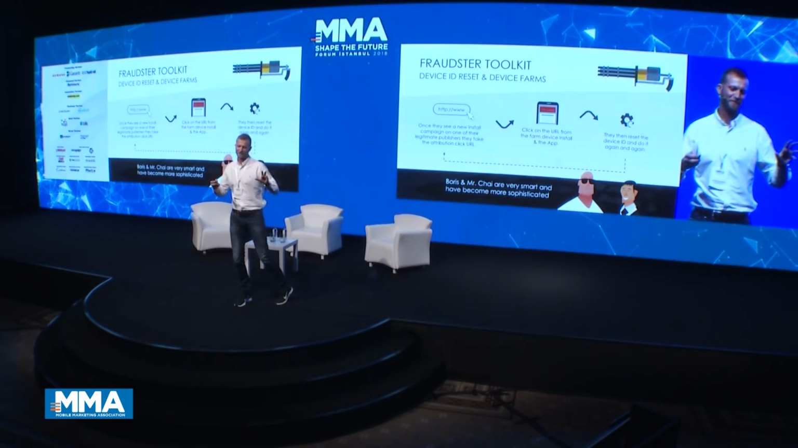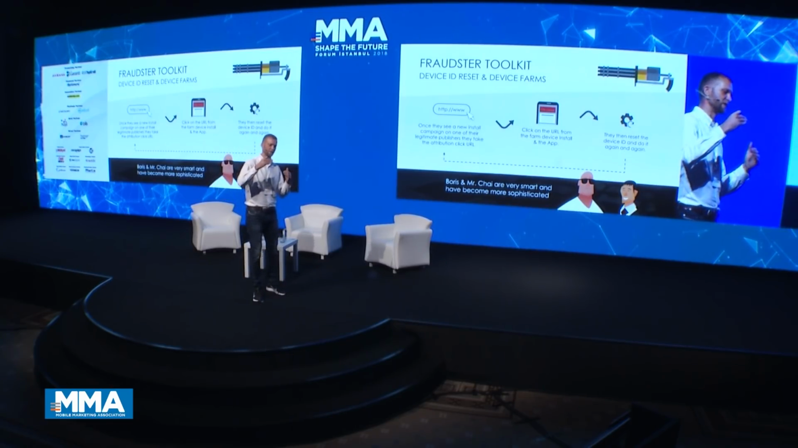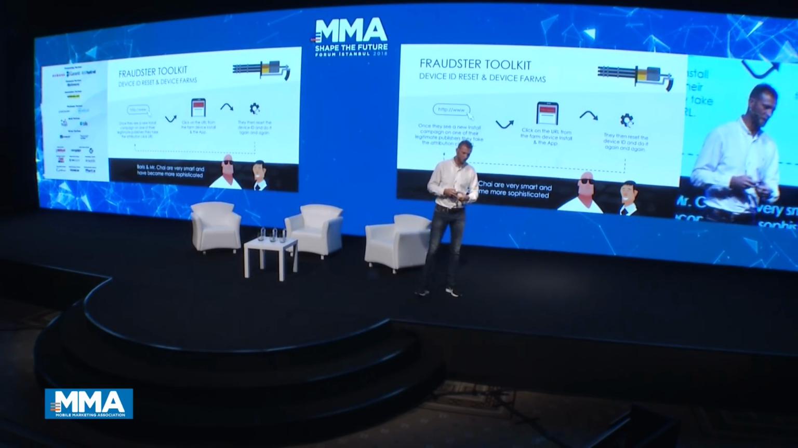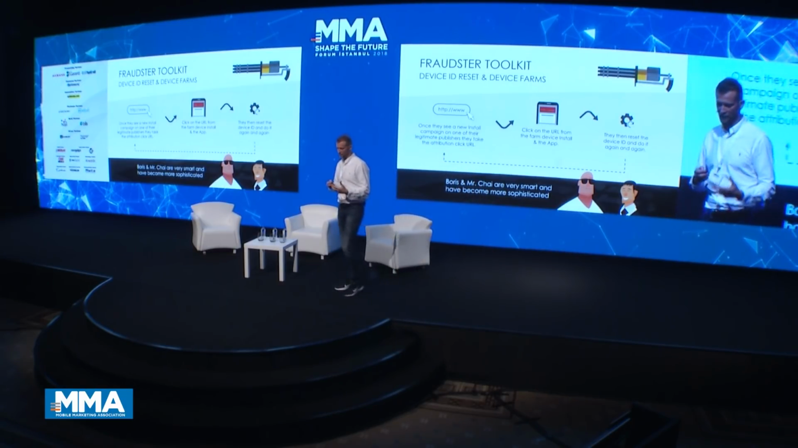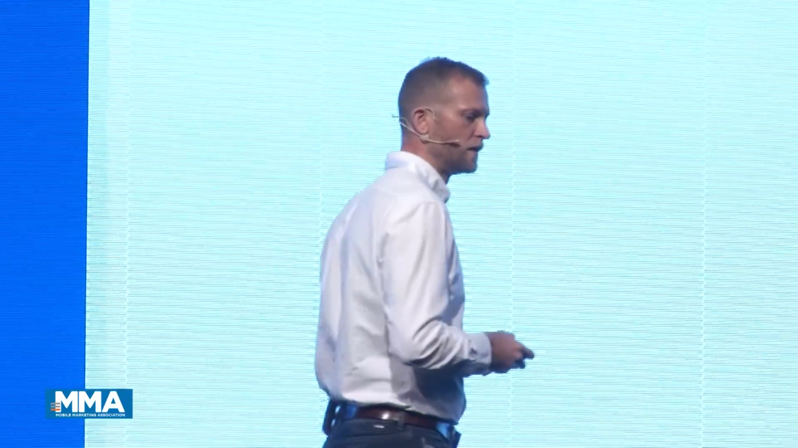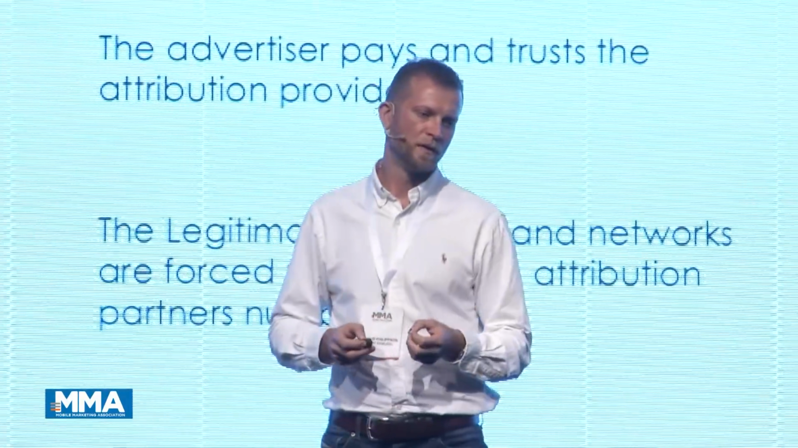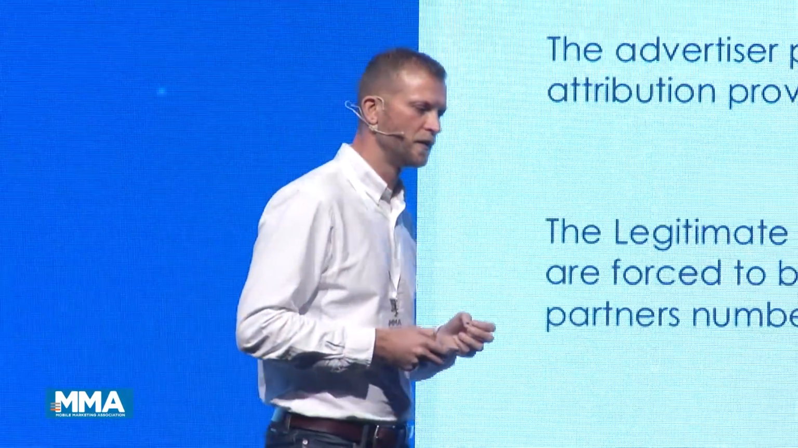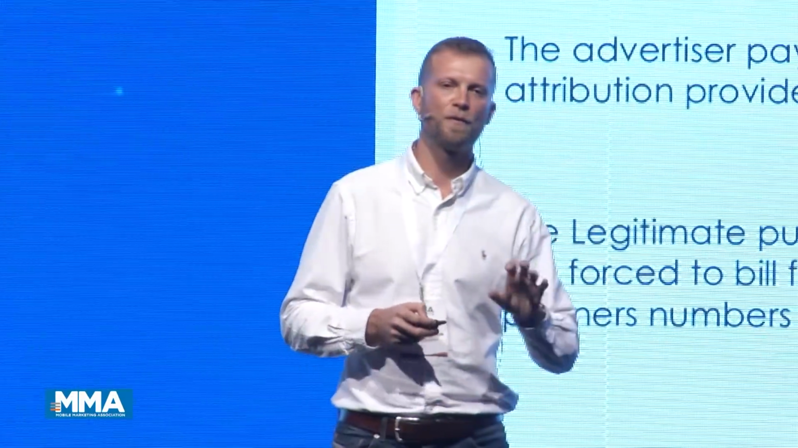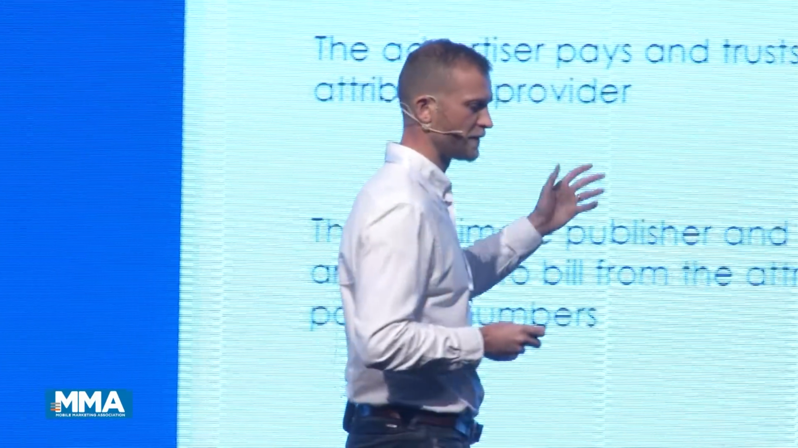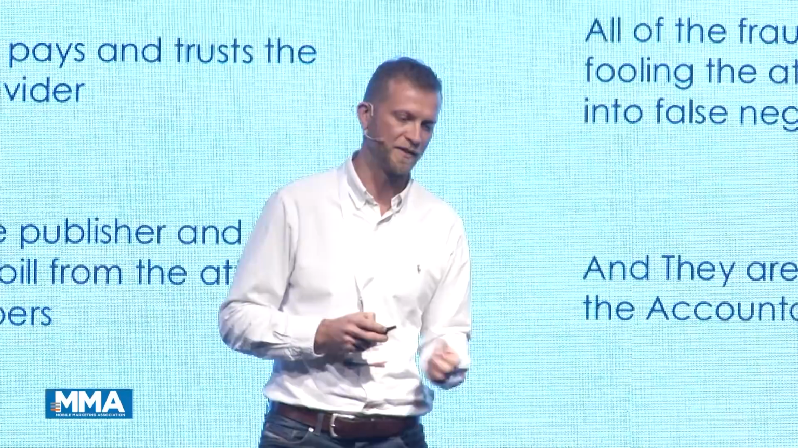So, again, advertisers think they're getting smart, but whenever the advertiser takes a step ahead, the fraudster also takes a countermeasure, and so on and so on. So, this is constantly evolving, and it's important that we all understand it, but it's also important to consider who is being fooled. Because the advertiser pays and trusts the attribution partner. The legitimate publishers and networks, they're forced to bill off the attribution partner's numbers. They haven't got any choice. If you want to get an IO from a big app developer, you have to bill off the attribution partner's numbers. The accountant's numbers. Kind of makes sense, right?